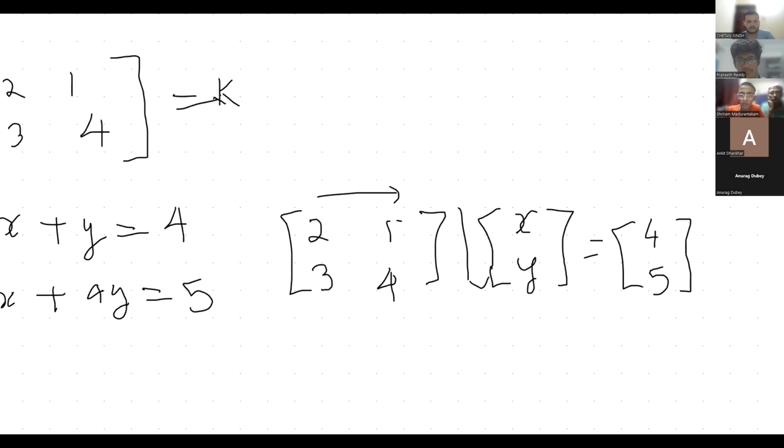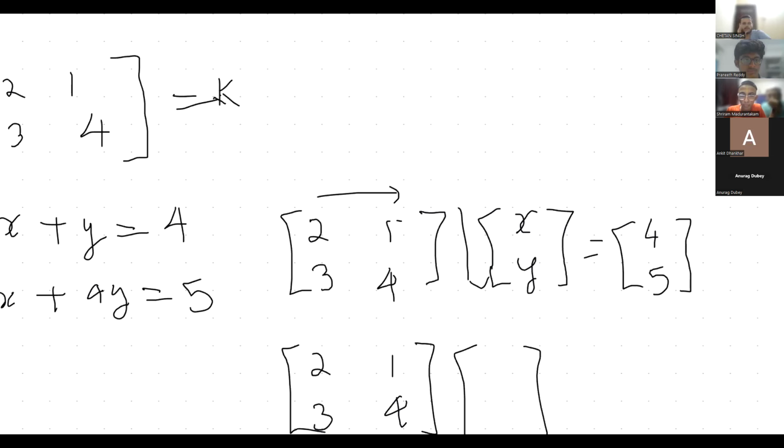So suppose I have a matrix. Can you write, Sriram? 2, 1, 3, 4. Okay. I am giving it an input 1 comma 2.